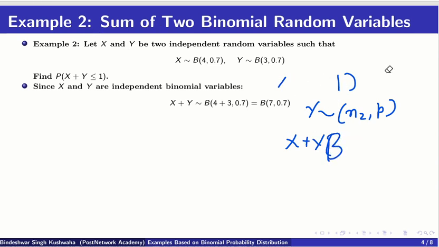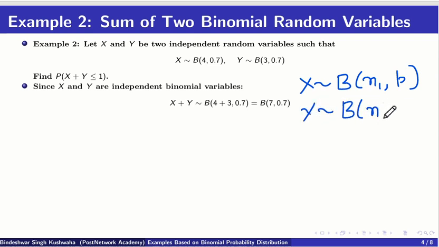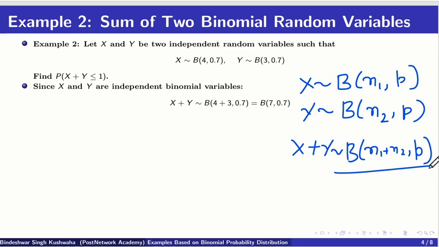Let me erase all the expressions and write more clearly. Here I am writing, if X is following binomial distribution with n1 and p, and Y is following n2 and p, then X plus Y will follow binomial distribution having parameters n1 plus n2 and p. So p should be the same, otherwise this law will not hold.